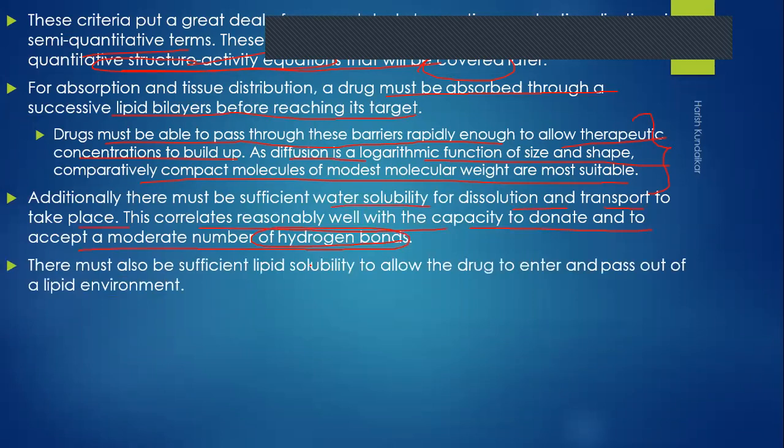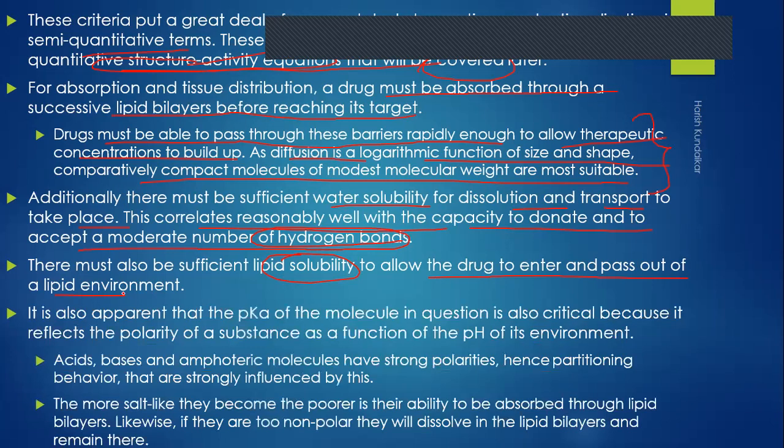There must also be sufficient lipid solubility to allow the drug to enter and pass out of the lipid environment. So the cell barriers, the cell membranes, these are usually lipophilic. Okay, so they should be sufficient. The drug should have sufficient lipophilicity so that it enters into and moves out of the lipid environment of the cell membrane. So that lipid environment we have talked about in terms of log P under Lipinski's rule of five.